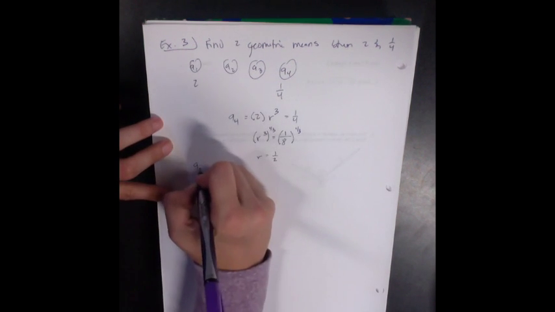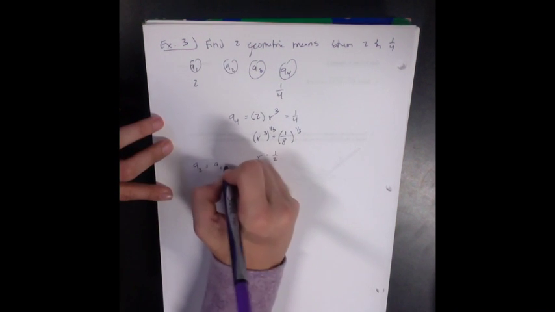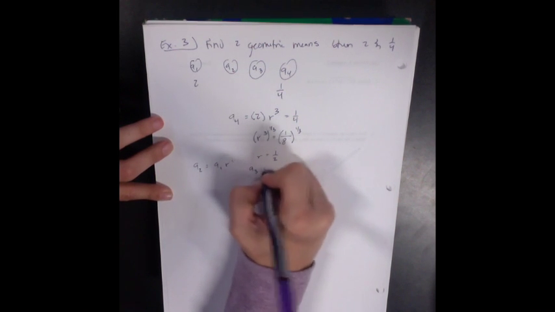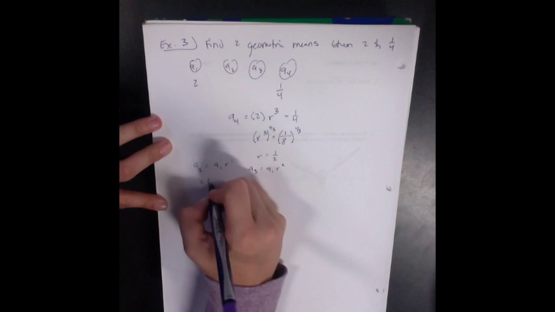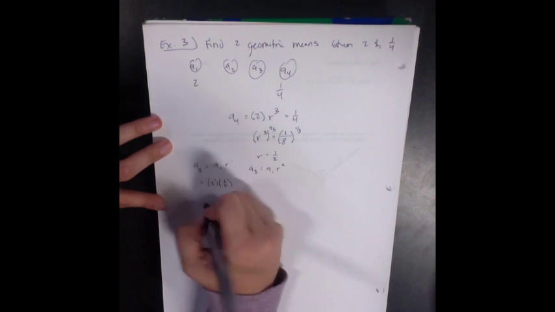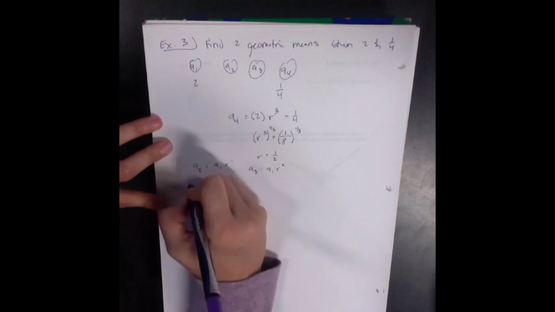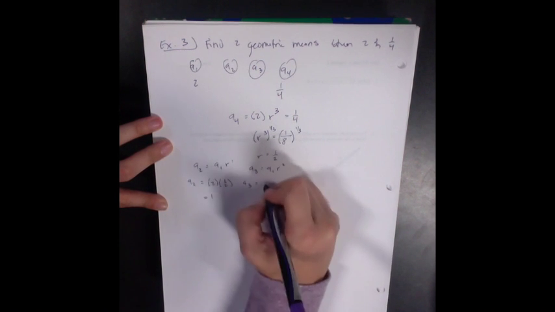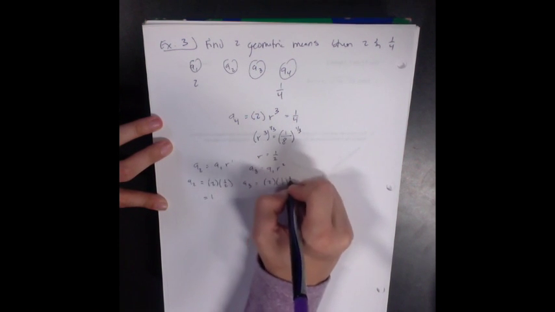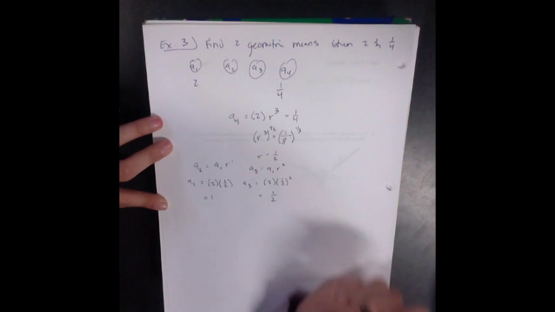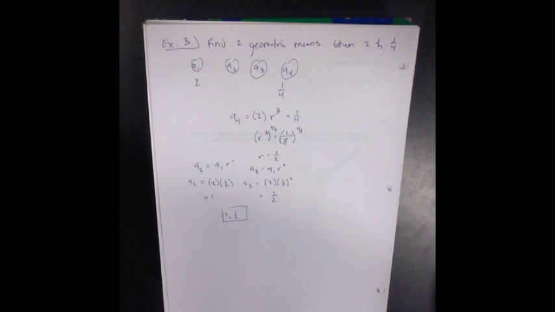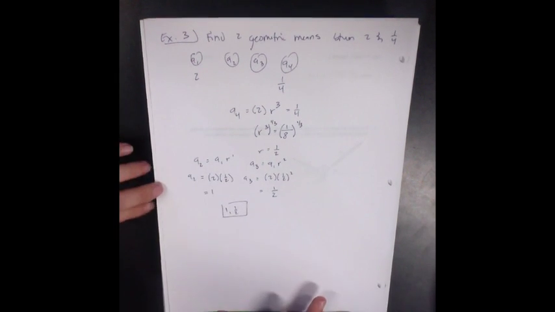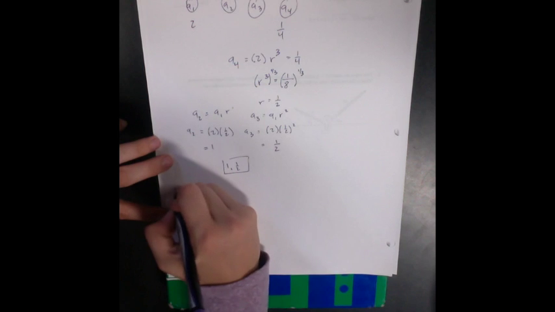If that's true, I know that A2 is A1 r to the 1, and A3 is A1 r squared. So A2 is 2 times 1/2, which is 1, and A3 is 2 times 1/2 squared, which is 1/2. So my terms will be 1 and 1/2. Doesn't matter if we have a fraction. All right, let's do another one.